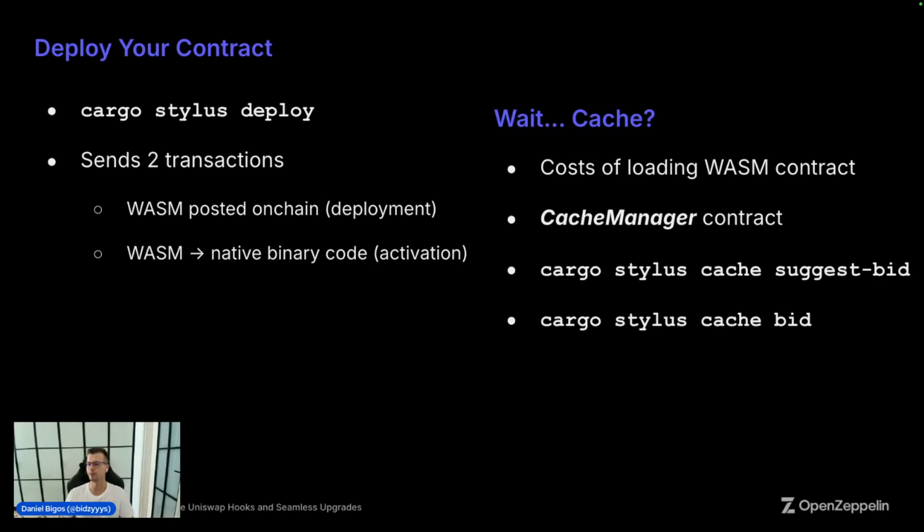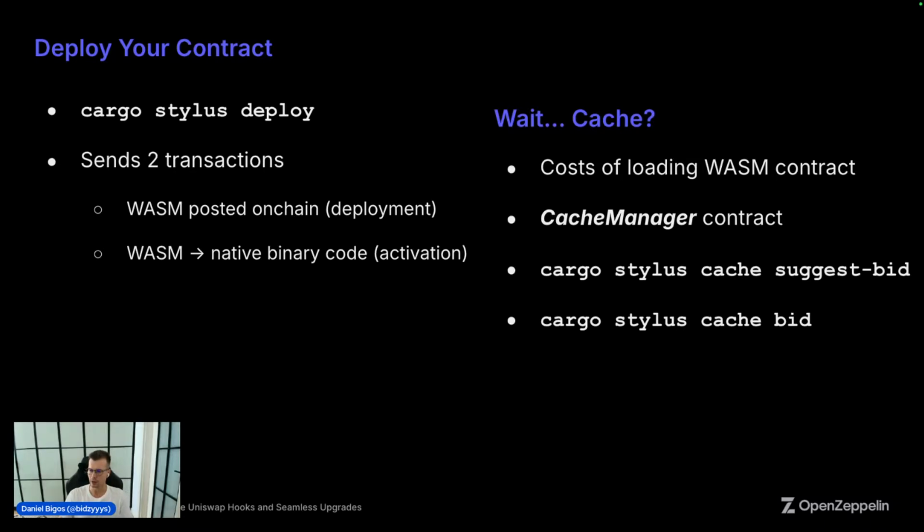Now let's have a look at how to deploy it. We can use the cargo stylus deploy command. That command sends two transactions on chain. The first one is called the deployment transaction. It deploys the WASM bytecode on chain. The second one, called activation, prepares the WASM binary code to be available on the Arbitrum chain, to be available on our WASM virtual machine.